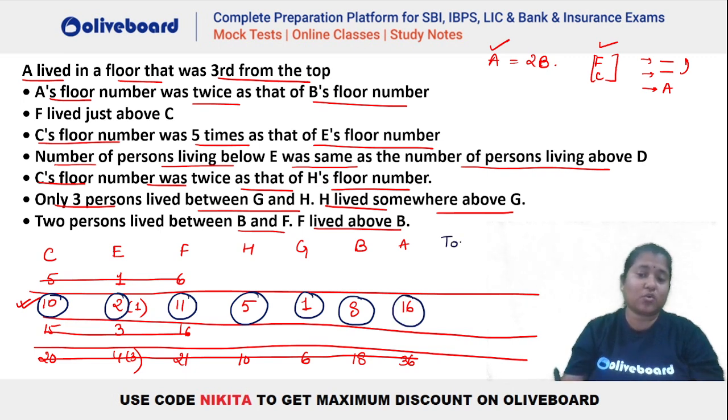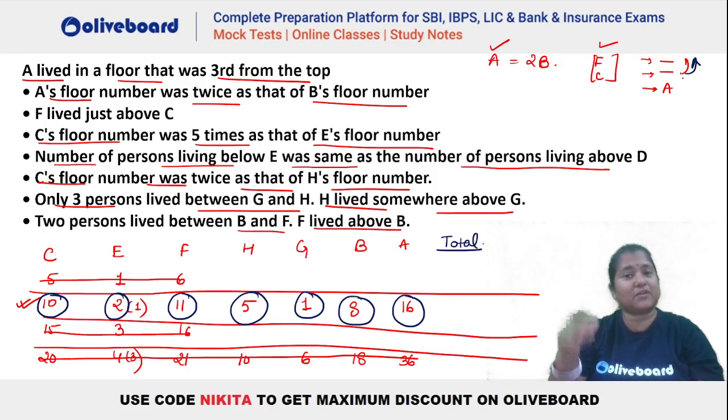And what should be the total number of floors in here? We know that there are only 2 floors above A because A was third from the top. That means if he is 16, that means 17 and 18. So total number of floors should be 18.